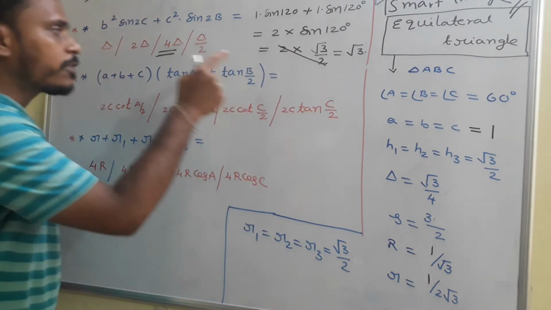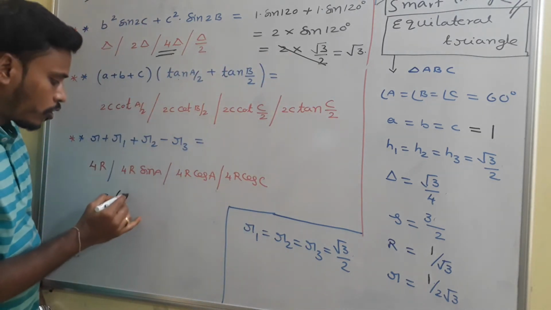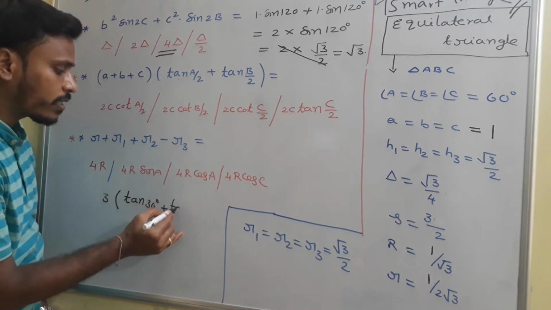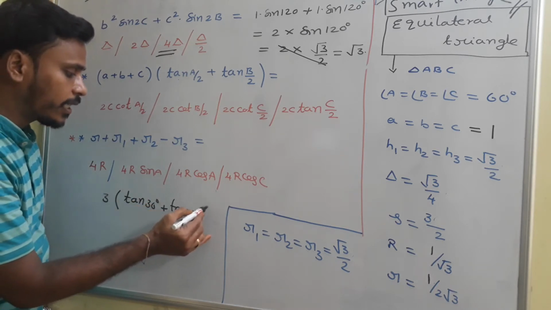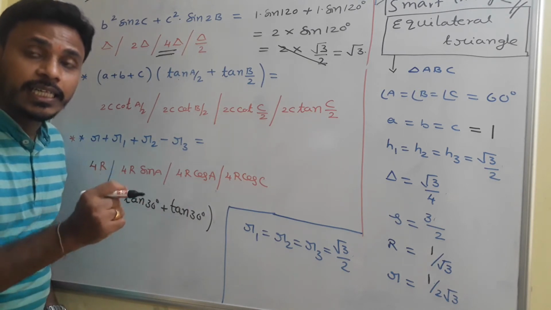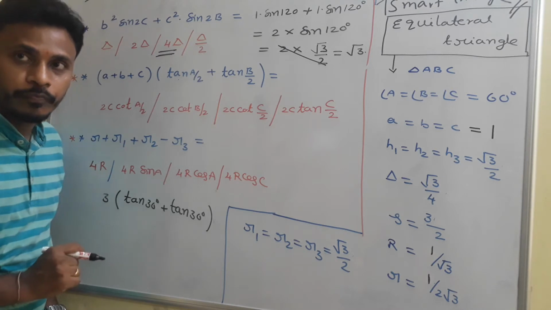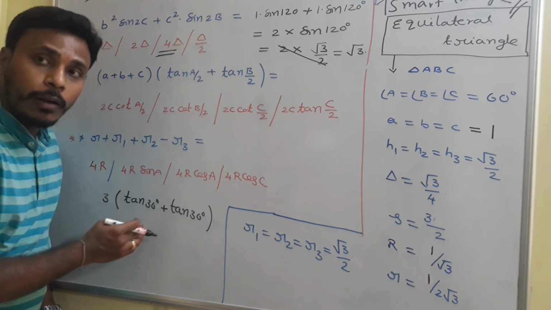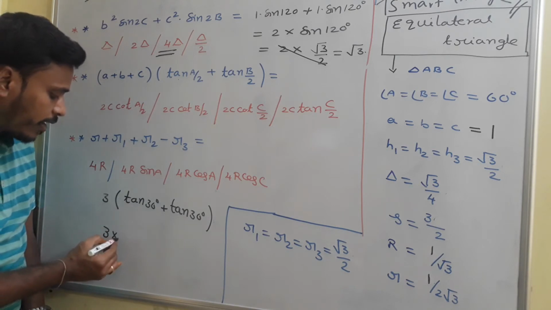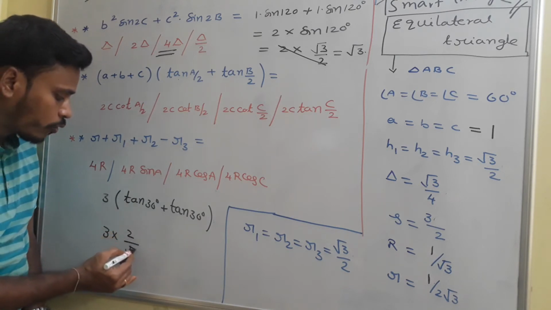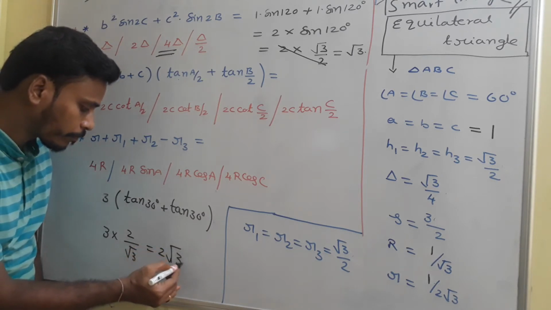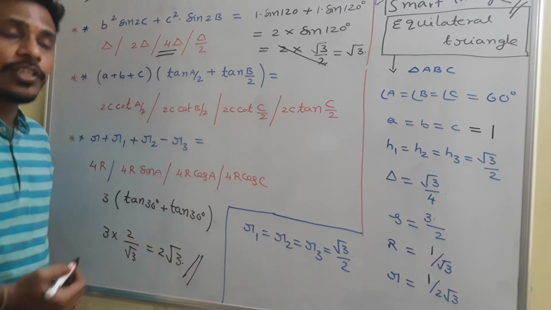A is 60 degrees, b is also 60 degrees. So a by 2 means 60 by 2, that means 30 degrees. B by 2 means again 30 degrees. Tan 30 degrees plus tan 30 degrees. What is tan 30 degrees? Tan 30 degrees value is 1 by root 3. This is also 1 by root 3. 1 by root 3 plus 1 by root 3 is 2 by root 3. Already here 3 is there. 3 into 2 by root 3. When you simplify it, you will get 2 root 3. So at the end, your answer is 2 root 3.